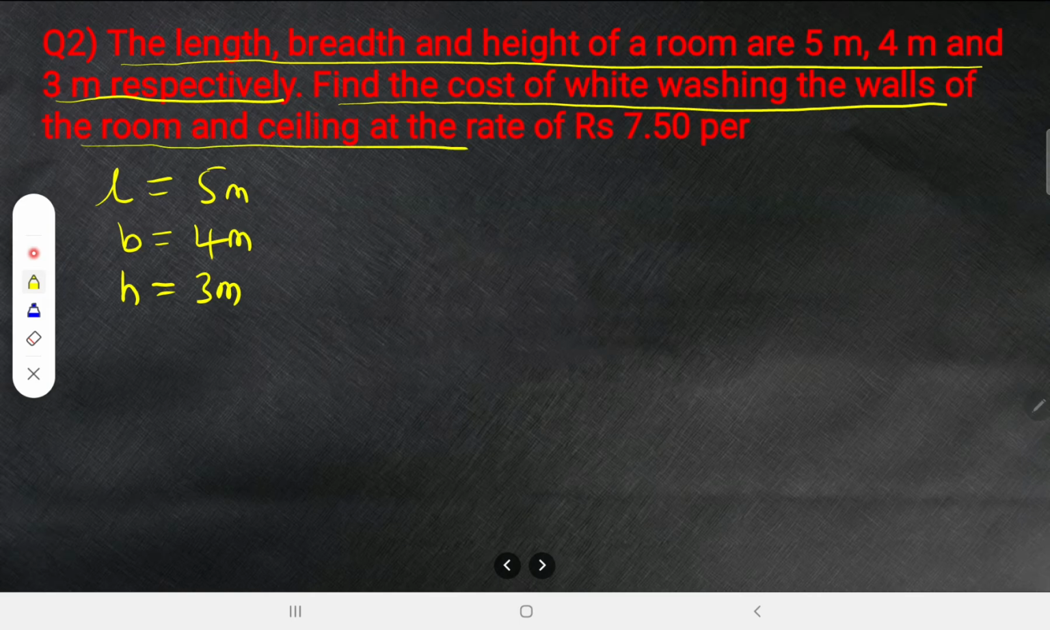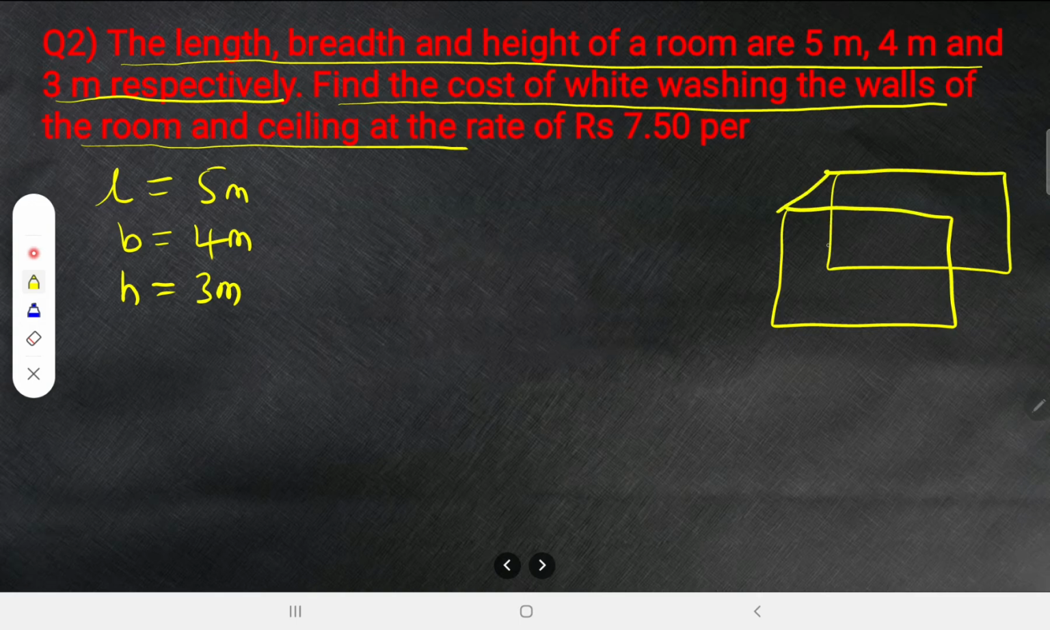Okay, again, walls of the room and ceiling means you have to leave the floor. Now this time what you have to leave? Look at this. This is a cuboidal room with the length, breadth and height. We don't paint the floor. Look at this, this is the floor, with the length and breadth. We are supposed to leave this. By leaving this, we have to paint the right wall, left wall, then back wall, front wall and top, that is the ceiling. By leaving the floor LB, we have to paint.